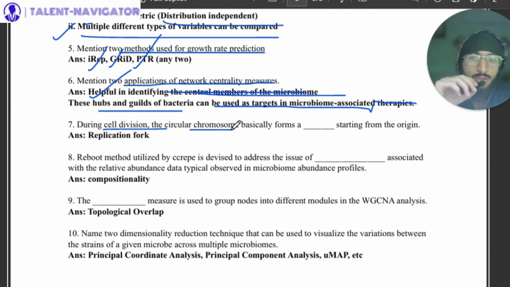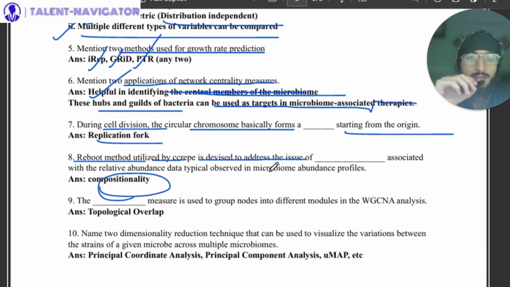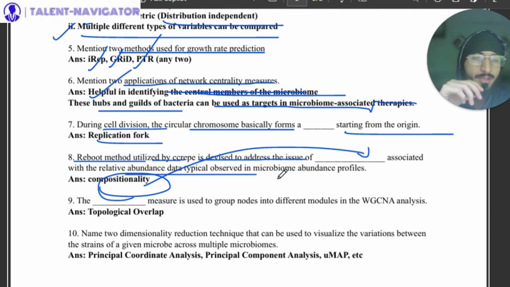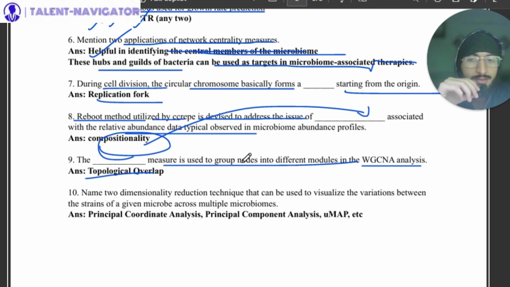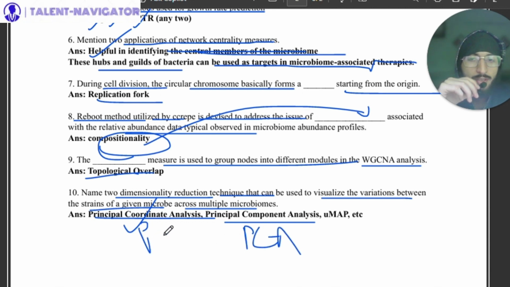Now, during cell division, the circular chromosome basically forms a replication fork starting from the origin. The ReBoot method utilized by CREP is devised to address the issue of compositionality associated with the relative abundance data typically observed in microbiome abundance profiles. Topological overlap measure is used to group nodes into different modules like in WGCNA analysis. Two dimensionality reduction methods to visualize variations between strains of a given microbe across multiple microbiomes: that is PCA, principal component analysis, and PCoA, principal coordinate analysis. Then UMAP, LDA, etc.